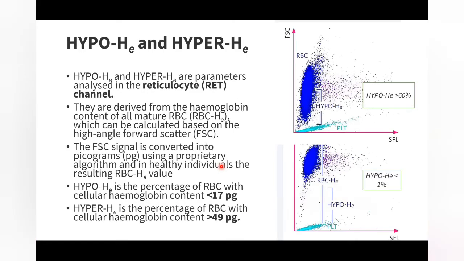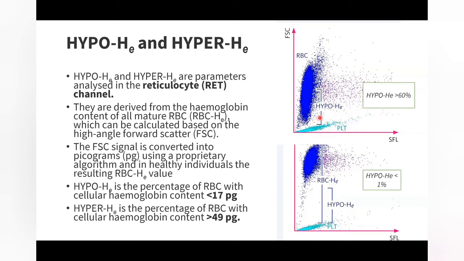Now coming to the new parameters, that is Hypo-He and Hyper-He. Again, this parameter is available in Sysmex XN. It is a proprietary algorithm, and how it is calculated is, all of you know, this is the RBC chunk here. The percentage of RBCs which have a cellular hemoglobin less than 17 picograms comes in this region, Hypo-He, whereas Hyper-He is the percentage of RBCs which comes in more than 49 picograms.